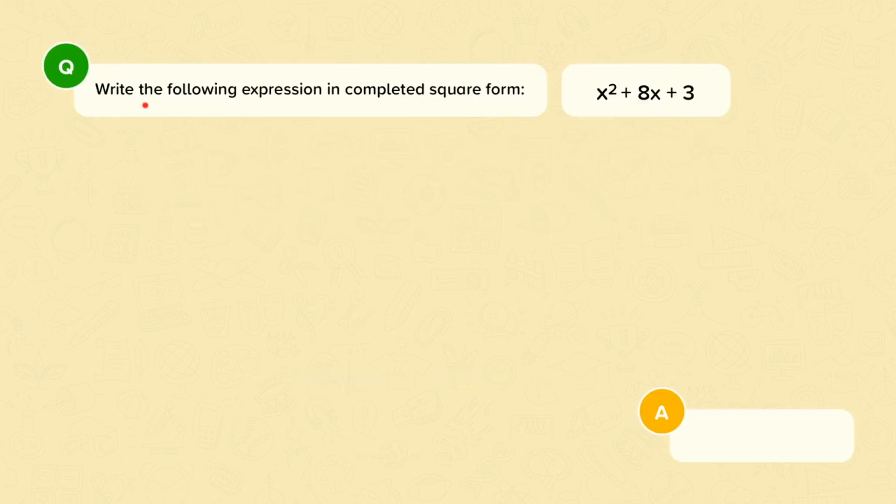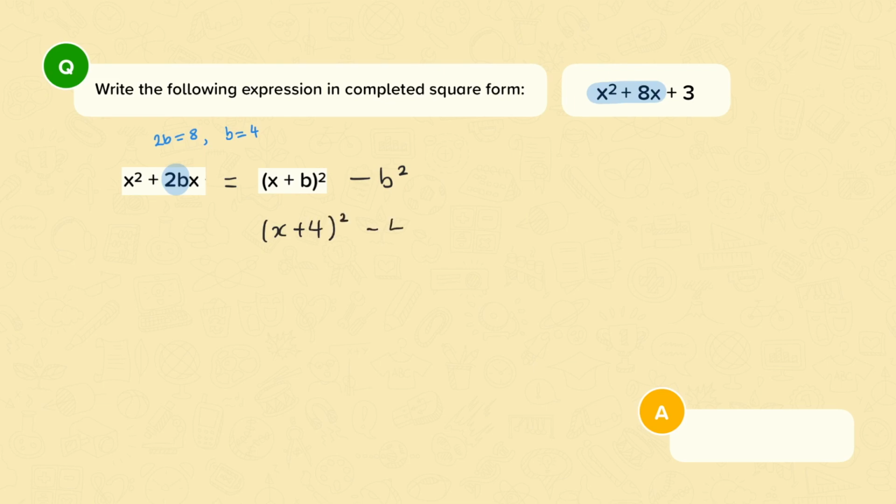So here I want to write the following expression in completed square form. And the expression is x squared plus 8x plus 3. Now, as I said before, the first thing I want to look at is the x squared plus 8x. And I'm going to use this rule about squaring brackets. So my x squared plus 2bx is going to be my x squared plus 8x over here. So if my 2b is equal to 8, then b will be equal to 4. So I can start out by writing x plus 4 inside the bracket, all squared. And then I need to subtract b squared. So I need to subtract the 4 squared.